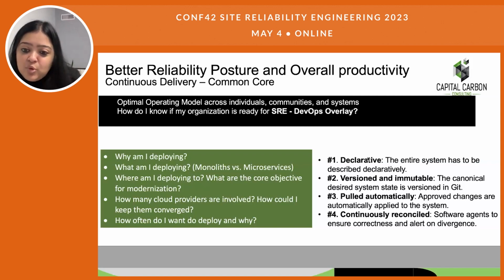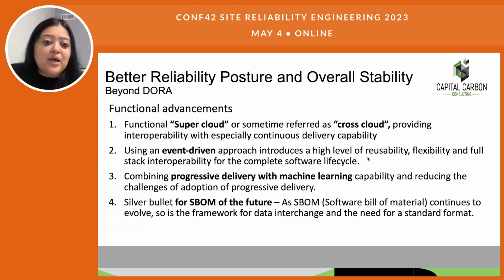And the fourth principle is continuously reconciled. So software agents ensure correctness and alert on divergence. If you think these four principles make sense to your delivery, let's continue this dialogue. We have reached a point where we have built some consensus that the common core, continuous delivery practices, and associated practices like continuous integration and deployment can provide that common core for the SRE and DevOps overlay.